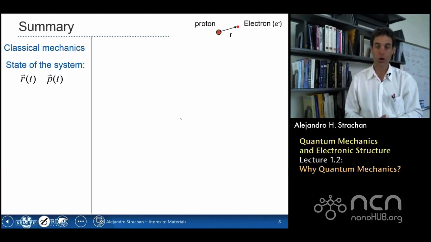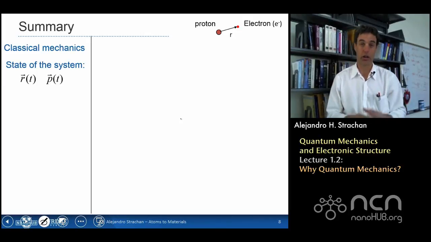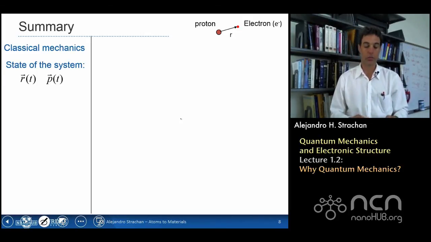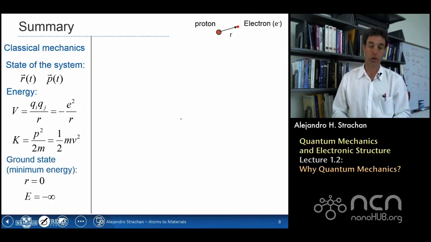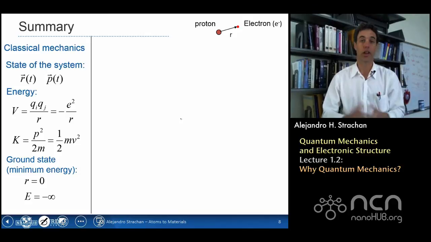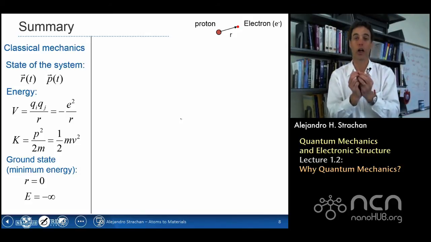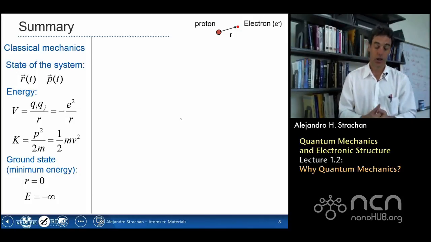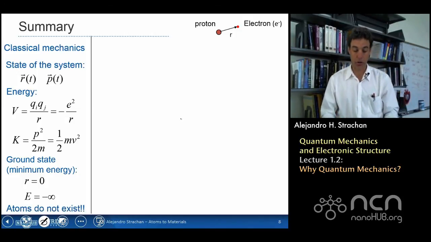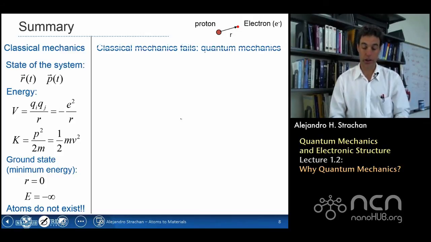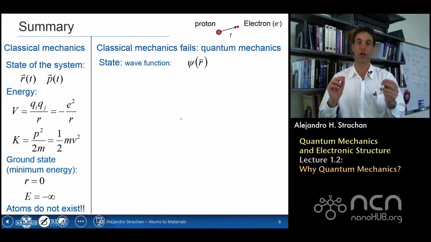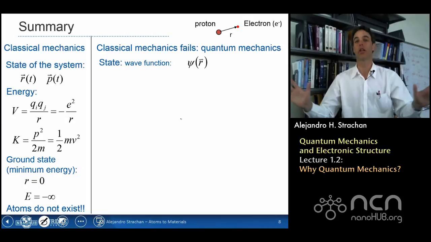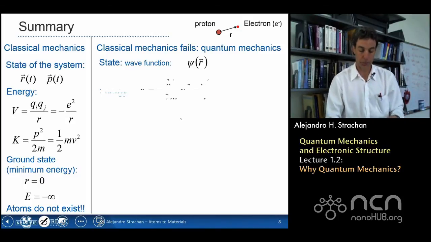So let's sum up in a minute what we learned in this lecture. In classical mechanics, the state of the system is position and momentum. They're independently known variables. We wrote the kinetic energy and the potential energy, and we found that the minimum energy was negative infinity, and that the atom really collapsed into a point, which is not a very good result. Fortunately, quantum mechanics saves the day, and it tells us to forget about knowing position and velocity. The wave function of the system has all the information, both about position and velocity.